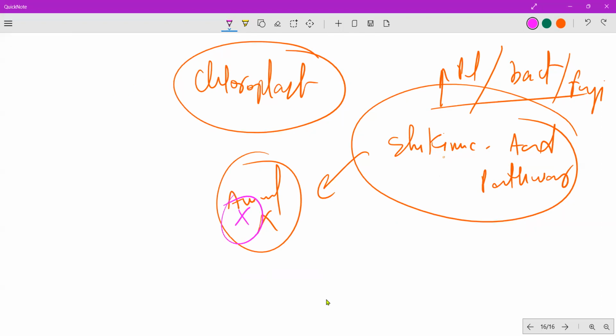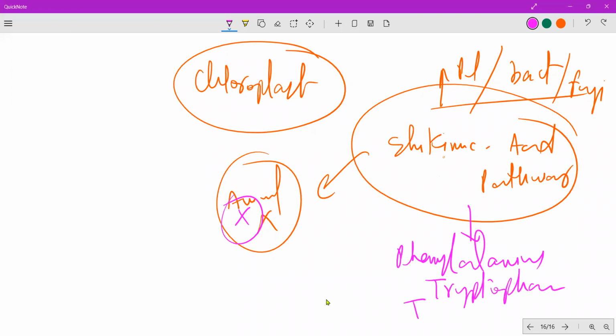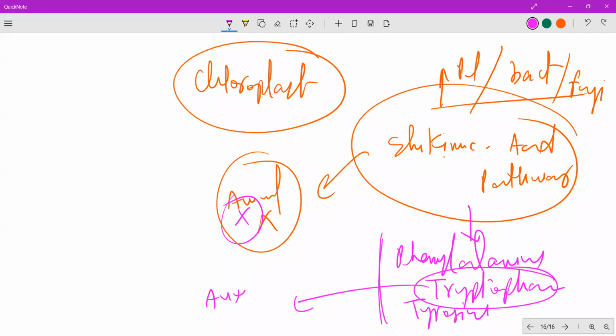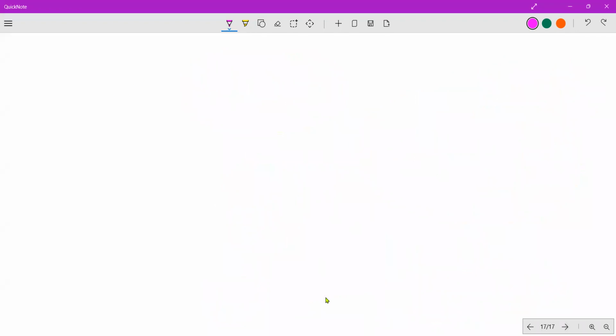और ये जो shikimic acid pathway है, this is used for synthesis of some important amino acids, for example, phenylalanine. We have tryptophan. We have tyrosine. These are some of the essential amino acids which can be only synthesized by plants. So ultimately, we know this pathway is found in chloroplast. So tryptophan synthesis will mainly take place in chloroplast. And tryptophan, we know, is the precursor for the synthesis of auxin. And that is why we say that synthesis of auxin basically takes place in the chloroplast. Okay? So this is also very, very clear.